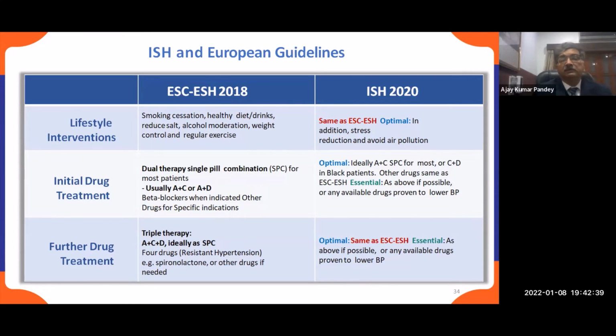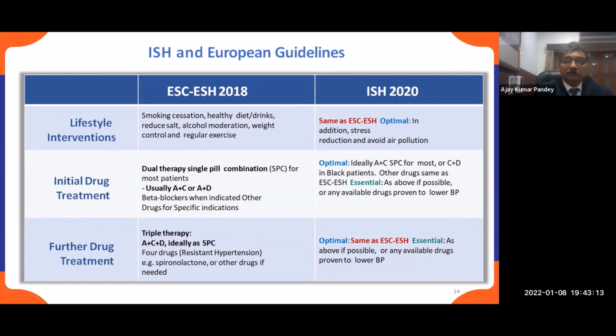Initiate the drug treatment. The European Society says that dual therapy single pill combination is the most preferred. And what are those dual therapy pills? A plus C or A plus D. A plus C means ACE inhibitor or ARB plus calcium channel blocker, or ACE inhibitor or ARB plus diuretic. But this combination is preferred for normal hypertensive patients, not for a pre-operative patient, those whom we are going to treat in our pre-operative assessment and pre-operative clinic.